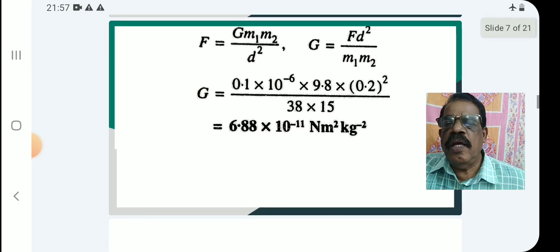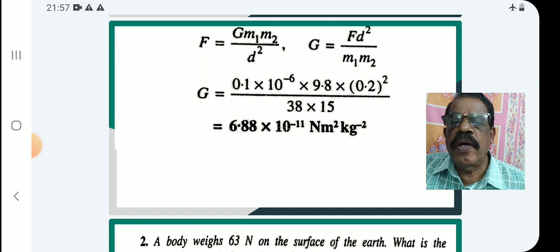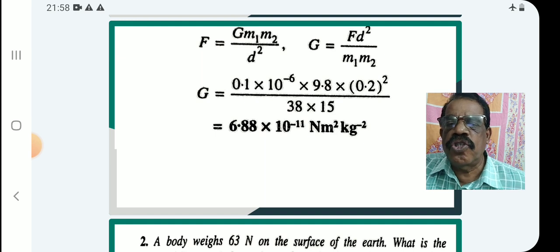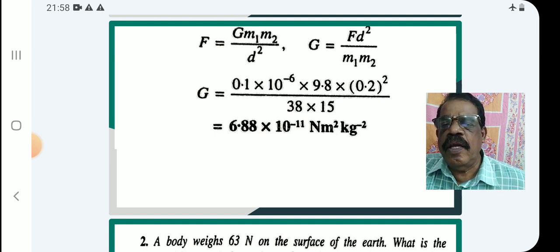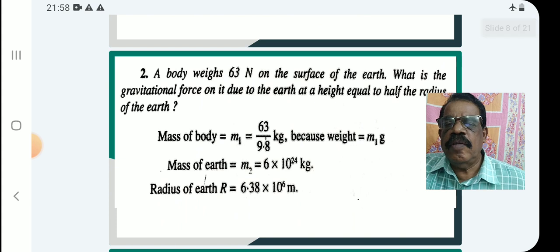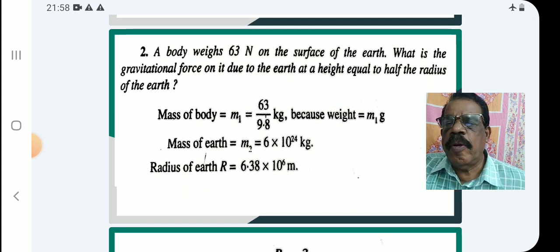F is equal to G M1 M2 by D square, or R square. G is F D square by M1 M2. Put the values. Capital G is equal to 0.1 into 10 raised to minus 6 into 9.8 into 0.2 square by 38 into 15. That is 6.88 into 10 raised to minus 11 Newton meter square kg raised to minus 2. A very similar problem. Next problem, important.